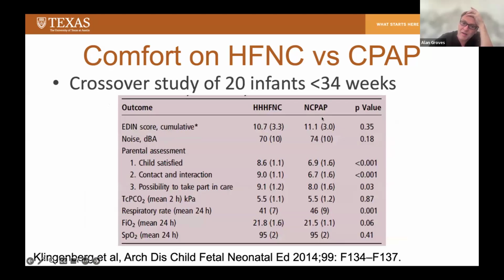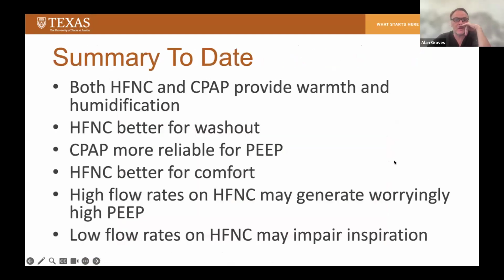And if you ask their parents about them, even though their behavior isn't much different and the noise levels aren't much different, parents clearly think that their babies are more comfortable, that they can interact with their child better, and it's easier to be involved in the baby's care. And very interestingly to me, in these babies that were crossed over from high flow to CPAP, the baby's respiratory rate was actually lower on high flow than in CPAP. And I wonder if that, again, is a comfort issue.